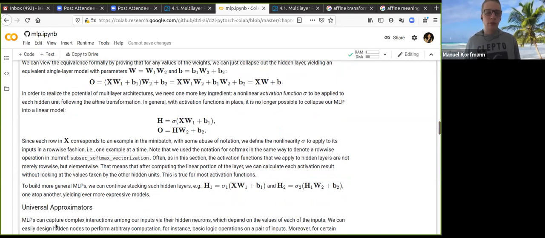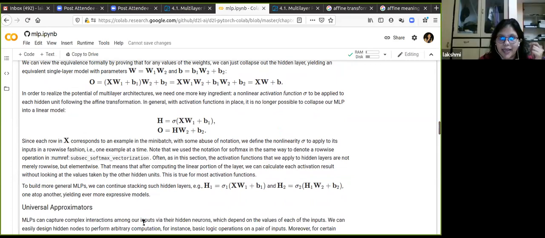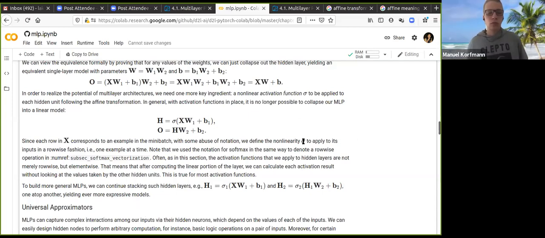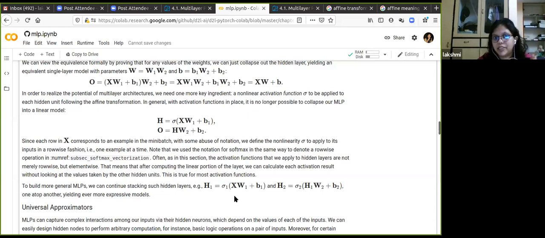Since each row in X corresponds to an example in the mini batch, with some abuse of notation, we define the nonlinearity sigma to apply to its inputs in a row-wise fashion, that is, one example at a time. Note that we use the notation for softmax in the same way to denote a row-wise operation. We were applying softmax to every row. Similarly, we are applying the sigma also to every element in the row.